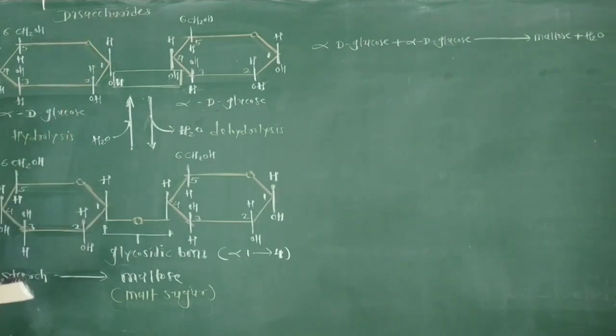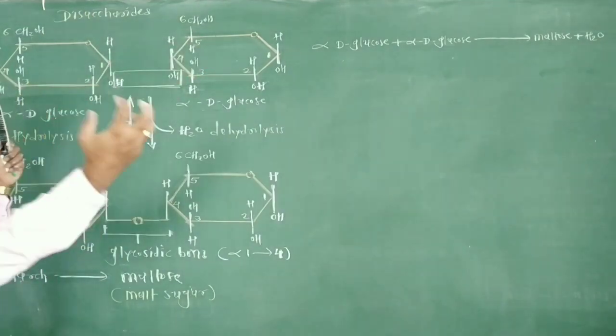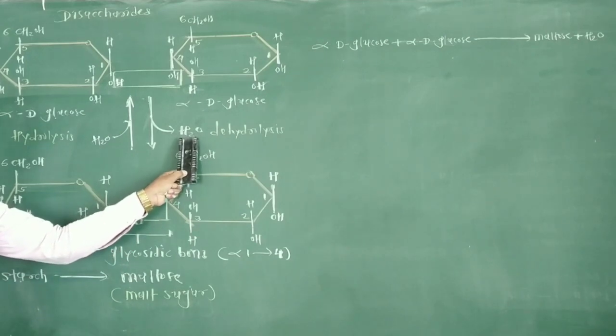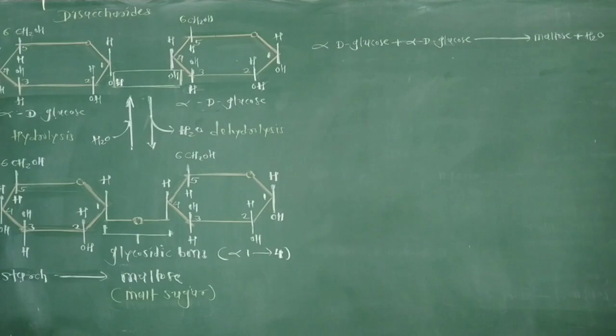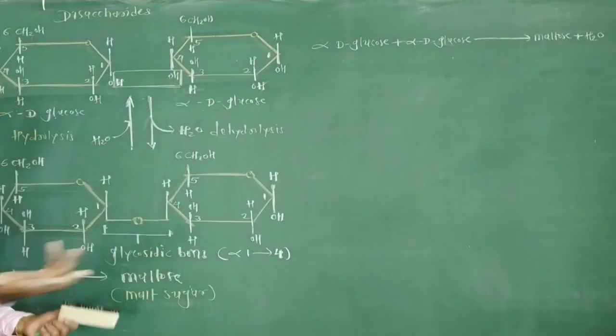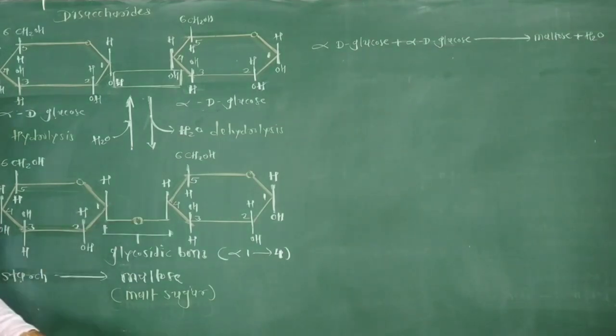Now what is the definition of disaccharide? When two same or different monosaccharides join with the help of a glycosidic bond by releasing one molecule of water, the structure that comes into existence is the disaccharide. Now if we change the monosaccharide, the disaccharide also changes. Okay, we are now going to the next example of disaccharide.